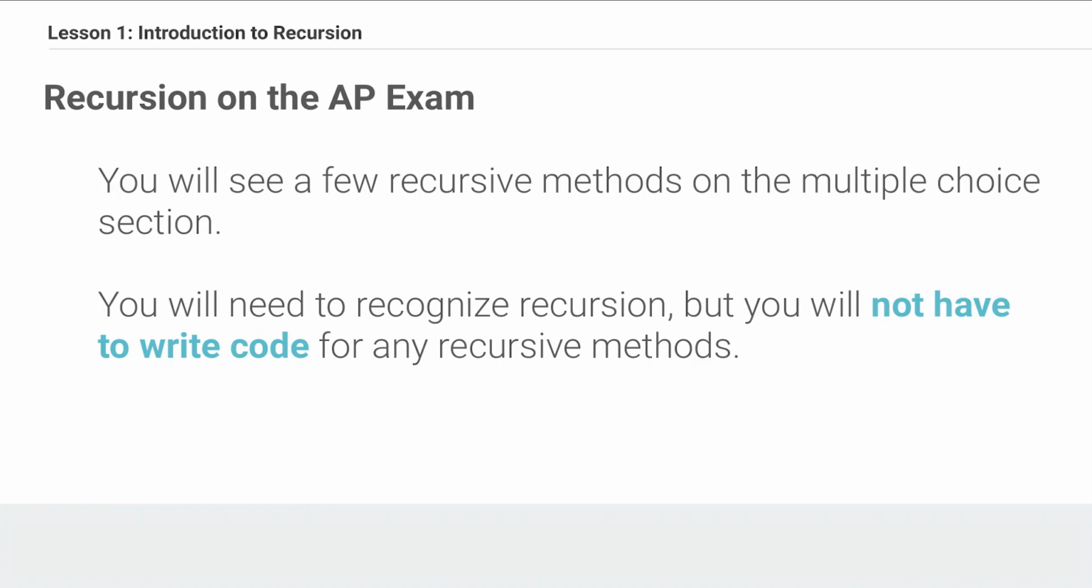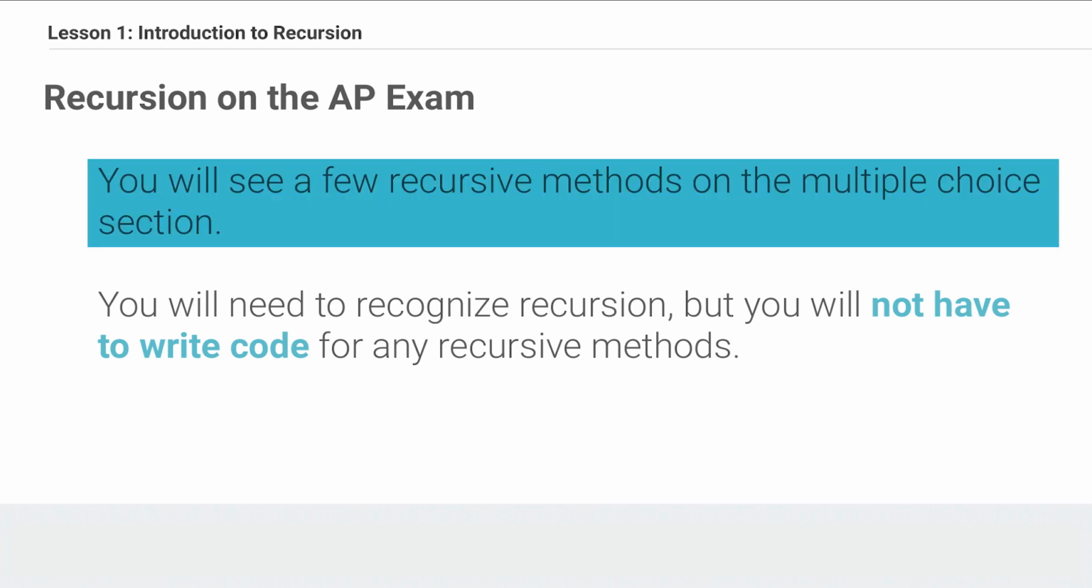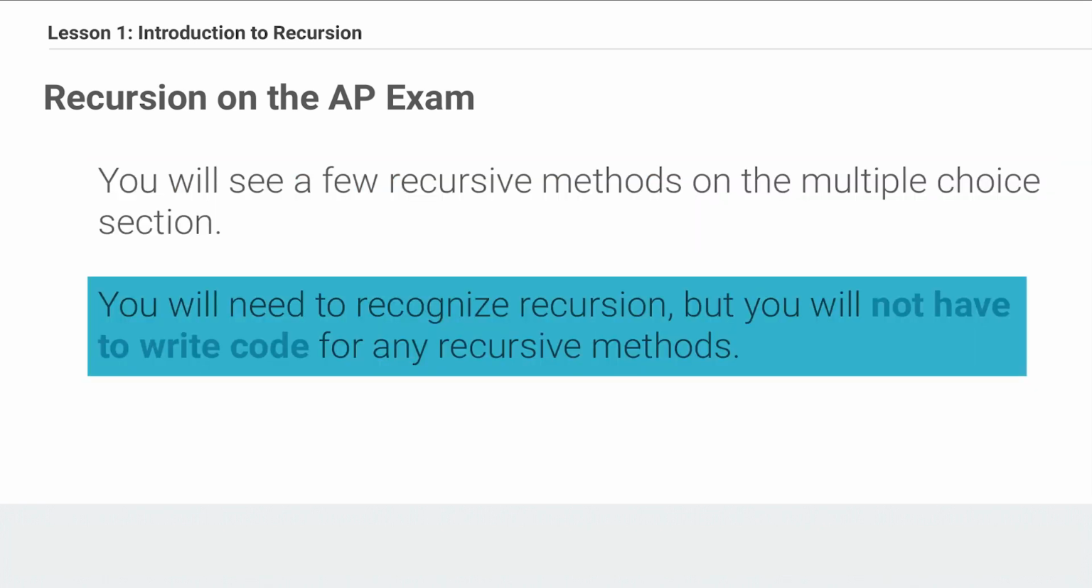So again, just to go back, on the AP exam, the expectation is you can read recursion. So you'll see a few recursive methods on the multiple choice section. You'll need to recognize it, but you don't actually have to write recursion. So today's lesson introduced the idea of recursion. Again, it's just a way of repeating commands, but using the method to call itself instead of something like a while or a for loop.